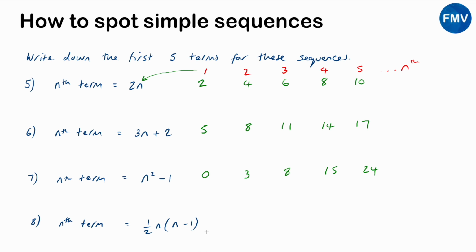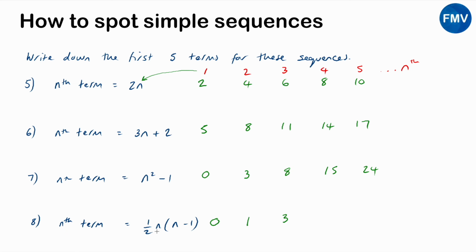It is pure substitution. So we are going to find a half of whatever n is, and we're going to multiply it by n minus 1. So in this case, a half of 1 is 0.5. 1 minus 1 is 0, and anything times 0 is 0. A half times 2 is 1. 2 minus 1 is 1, and 1 times 1 is 1. A half of 3 is 1.5. 3 minus 1 is 2, and 1.5 times 2 is 3.